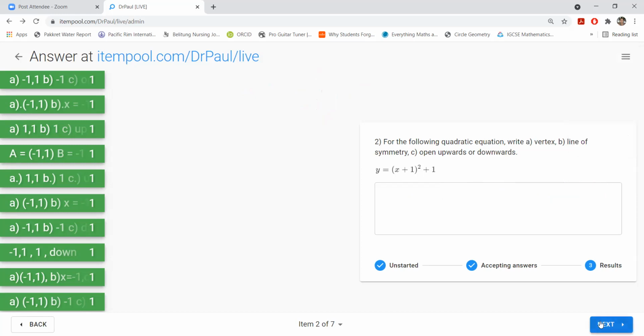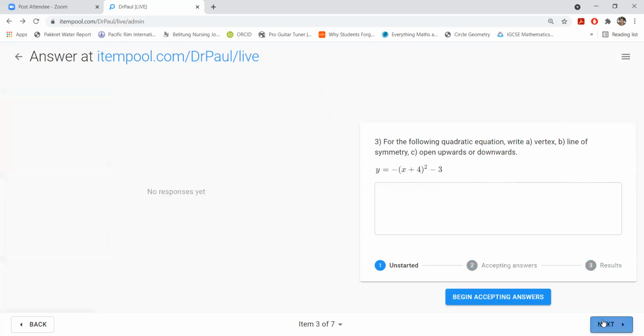Let's try another one. So we only have 5 minutes. Okay, try this one. Now be careful, the a is negative. Do not put this minus sign inside the bracket. That sign just tells you if it opens up or down. So don't change the vertex with this sign. That minus sign stays out the front. Don't put that inside. Okay, try that one.